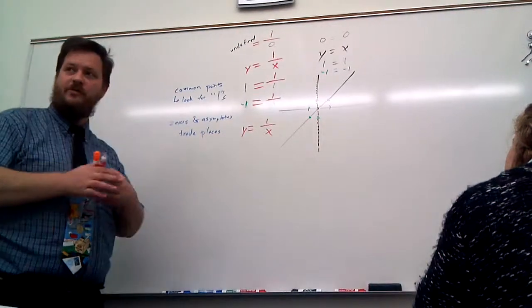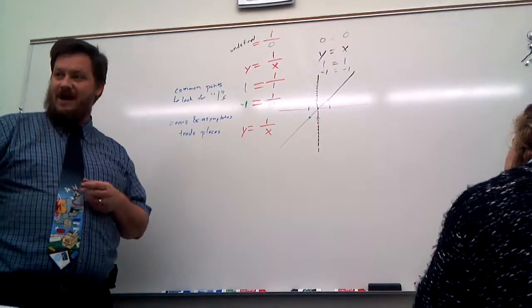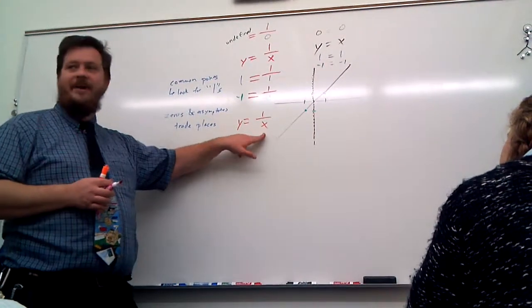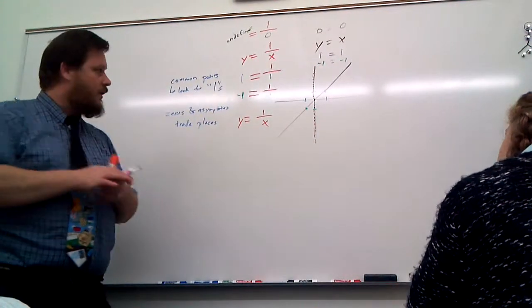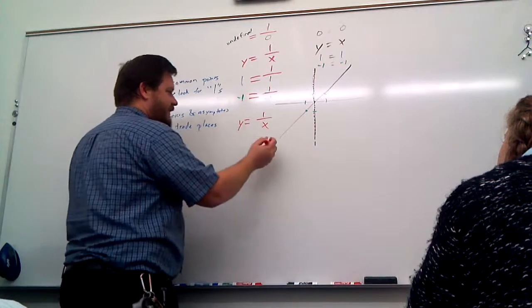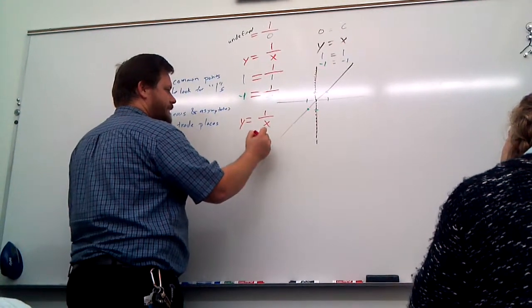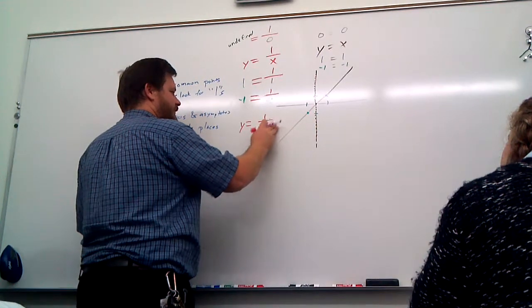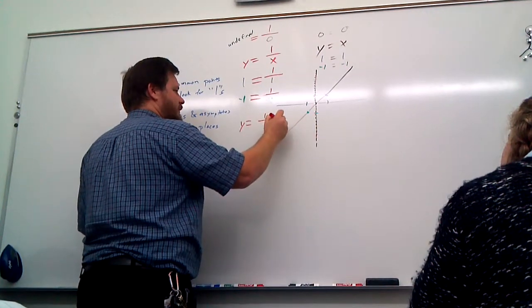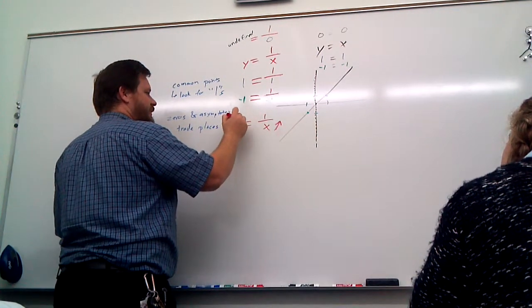Y gets smaller and smaller, because the fraction is smaller. The larger the denominator, the smaller the fraction. As x gets bigger, the fraction gets smaller.